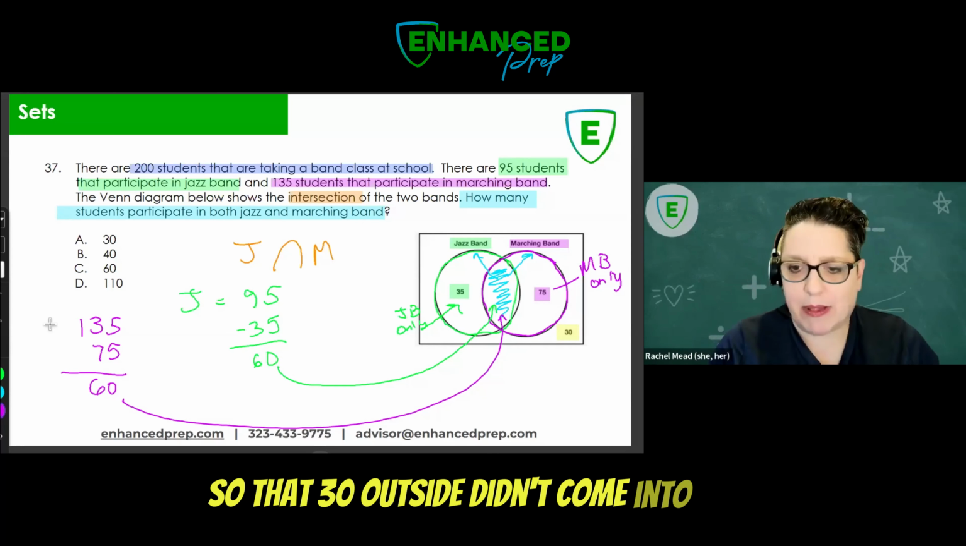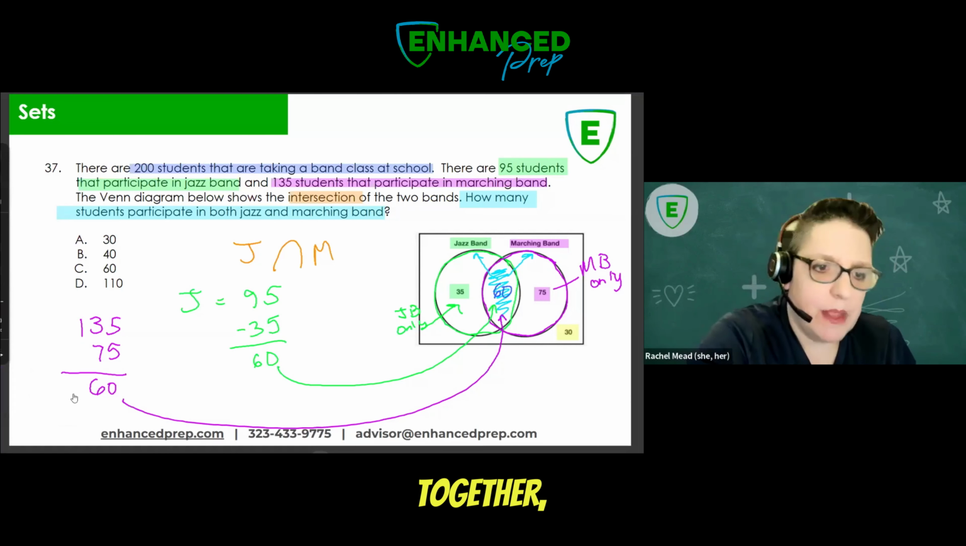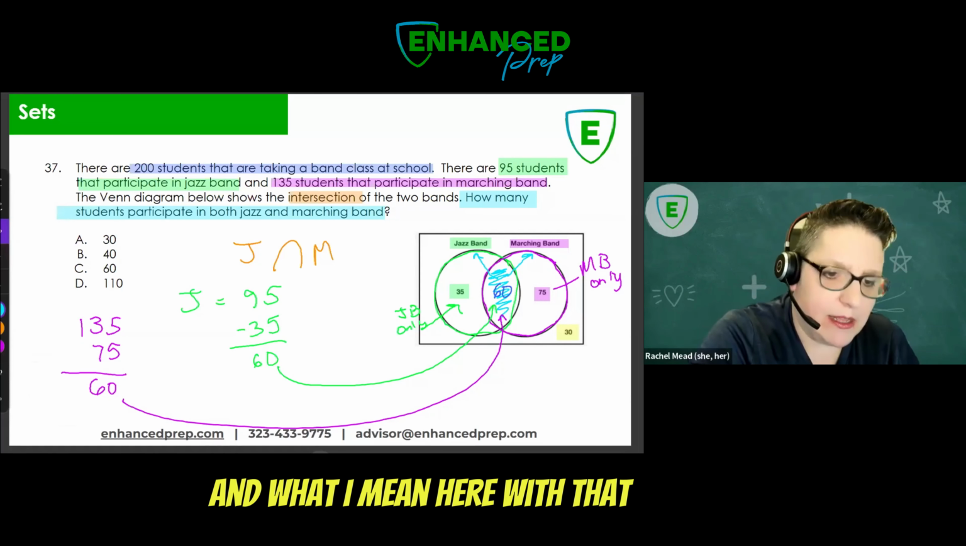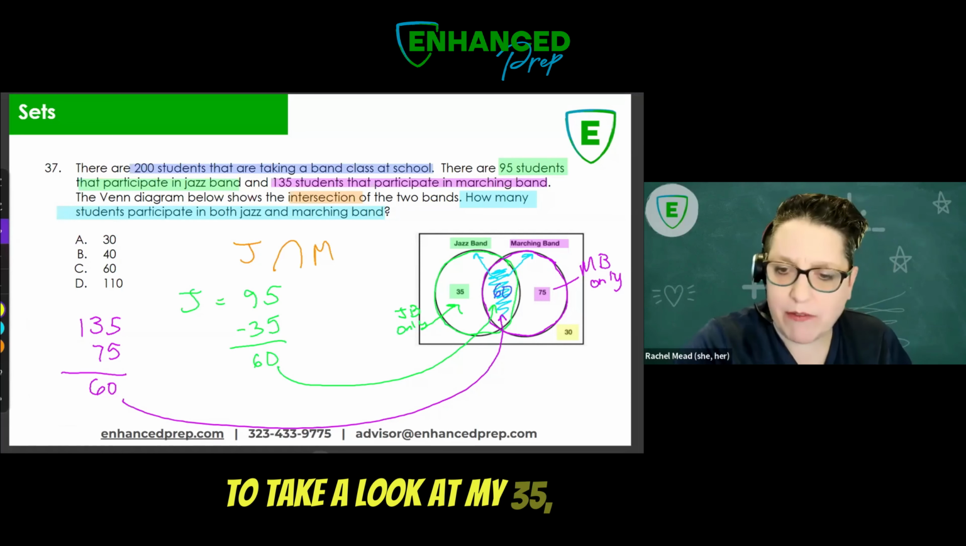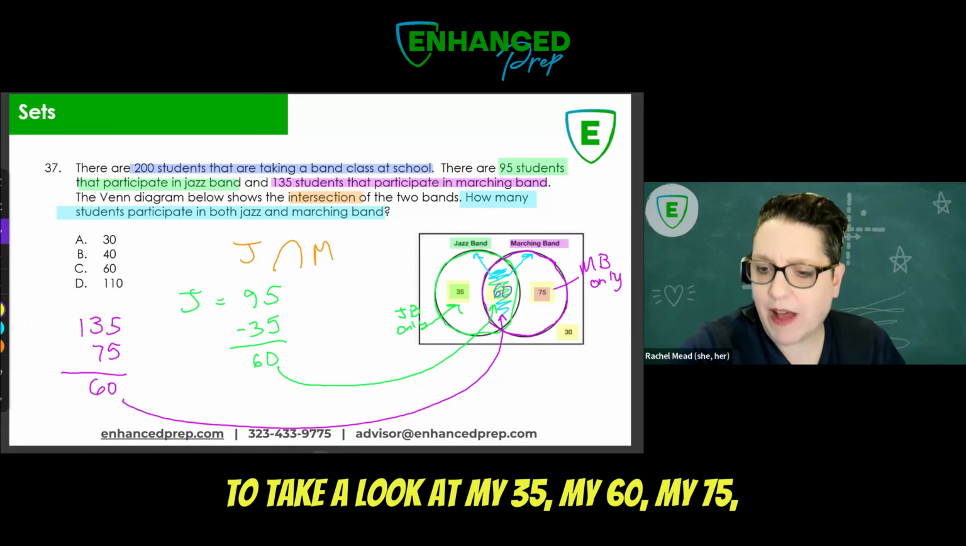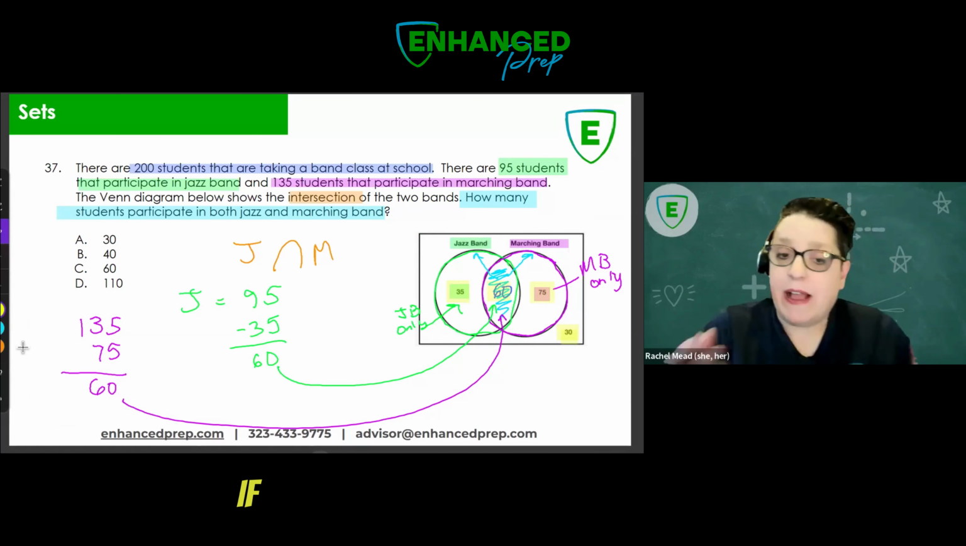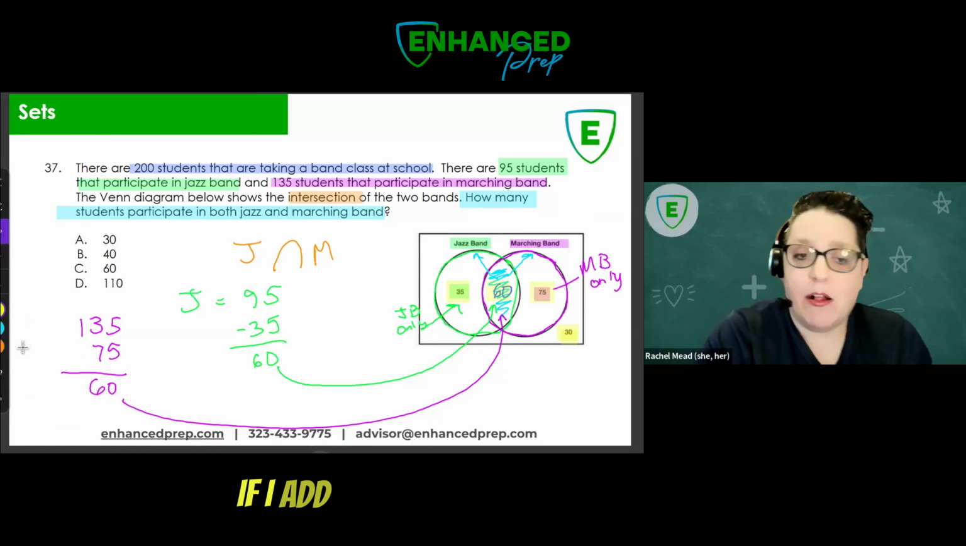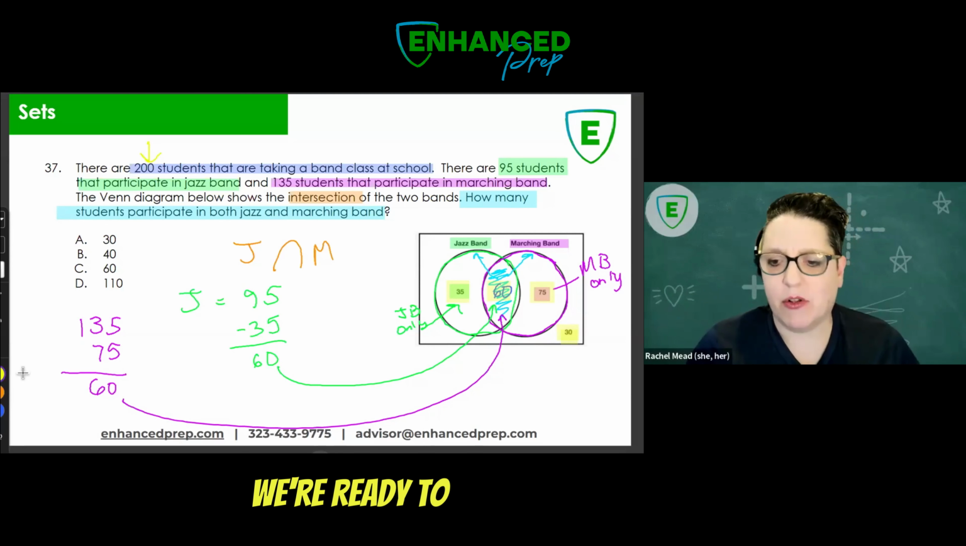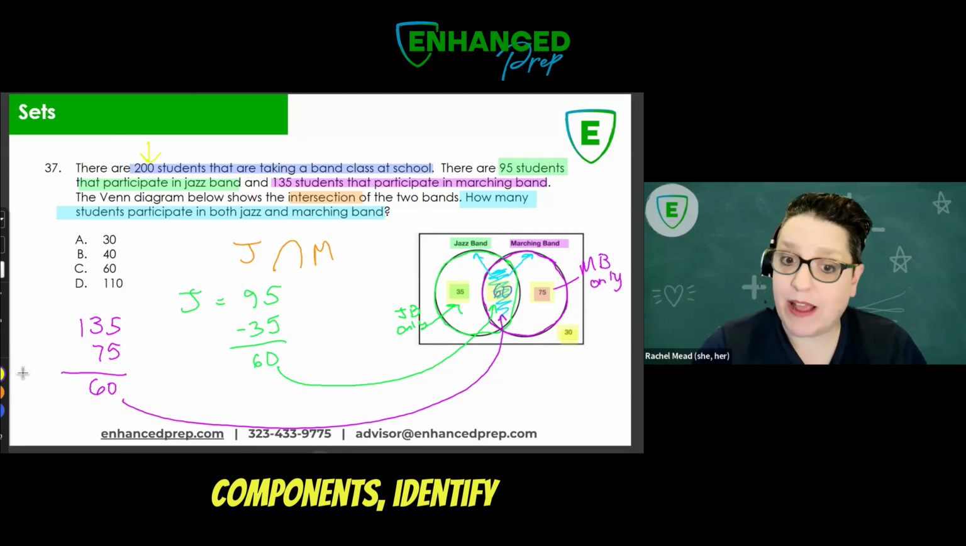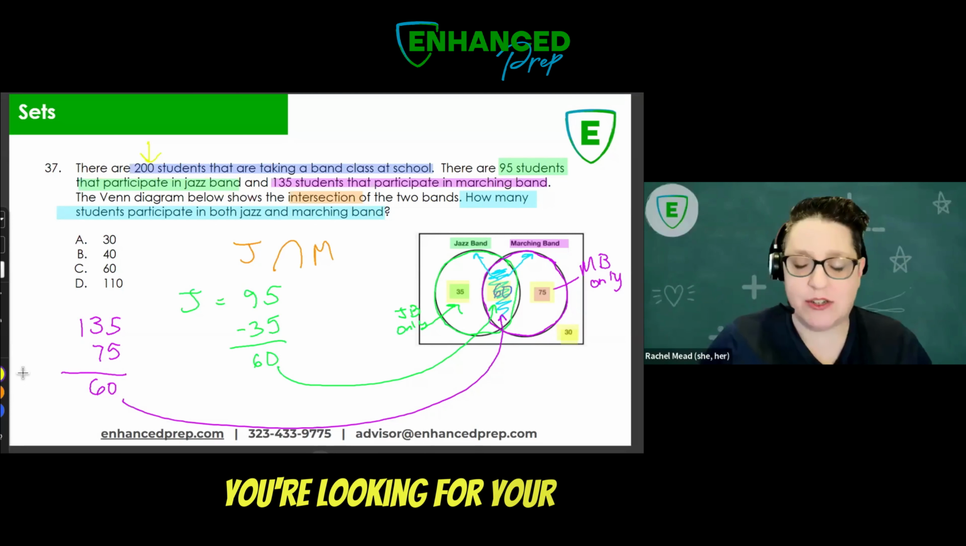But I do want to point out, people, if I were to add all of these numbers together, and what I mean is I want to take a look at my 35, my 60, my 75, and my 30 outside, if I add all of those up, it will indeed give me the 200 that this did reference. So they could twist the question up for you in a slightly different format, some other way, but we need to make sure we're ready to handle all of these components. Identify that overlap when you're looking for your intersection.